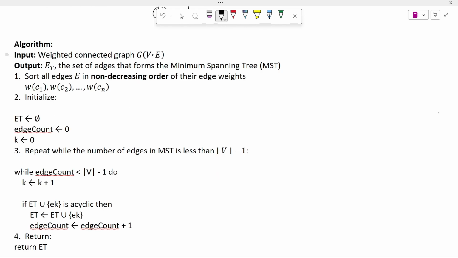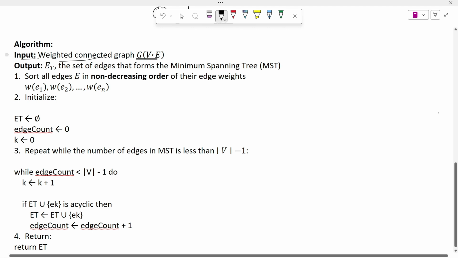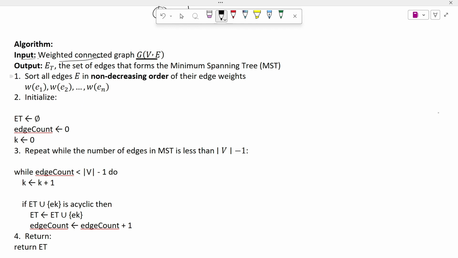So in the algorithm, the first thing we have to write is the input, that is a weighted connected graph, that is the set of all vertices and edges. In the output, we get the set of edges that forms a minimum spanning tree. Here we are naming it as ET. This is the set of edges of the MST.